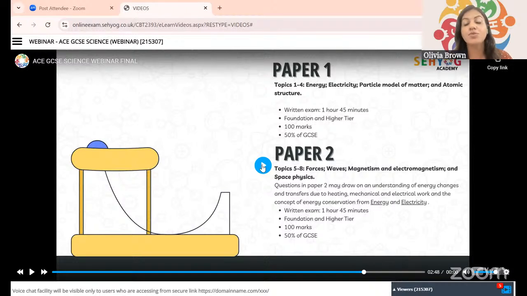If we talk about the written exam, it is going to be 1 hour 45 minutes, foundation and higher tier. We are going to mainly focus on the higher tier, because first we have to build the base, and only after that can we move on to the higher tier. If students are able to understand the higher tier concepts, then they have crossed those tiers. It is going to be 100 marks. 50% of GCSE is paper one and 50% is paper two, clubbing both of them. Ma'am, you can take it forward.